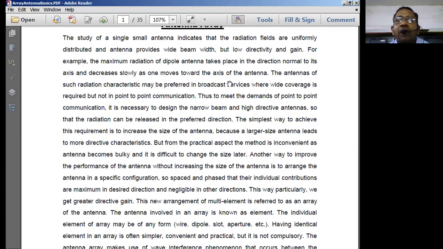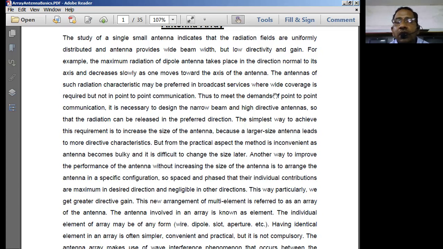So in order to achieve high directivity and high gain, we normally go with an array of antennas. There are two solutions to get high directivity and high gain. One is increasing the size of the antenna. If we increase the size of the antenna, what will happen? The dimensions of the antenna will also increase and the antenna becomes bulkier. Then to change this antenna to some other antenna at a later time, it will become very difficult to replace the antenna with some other antenna.